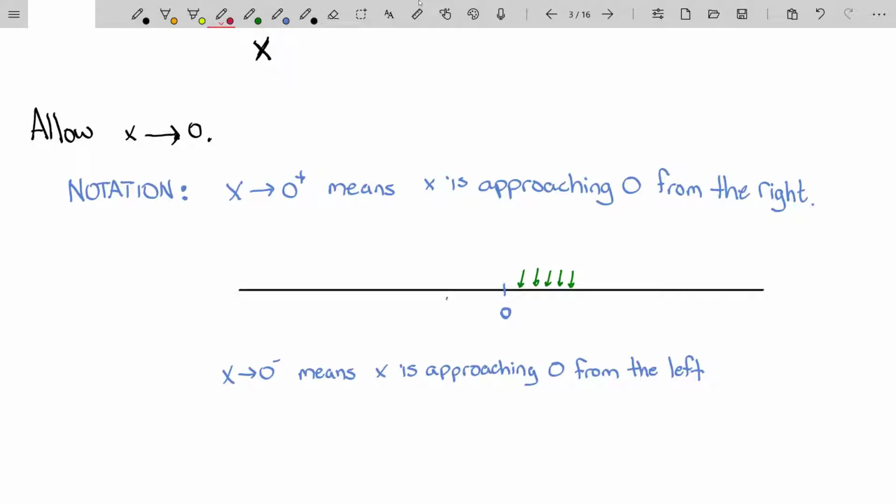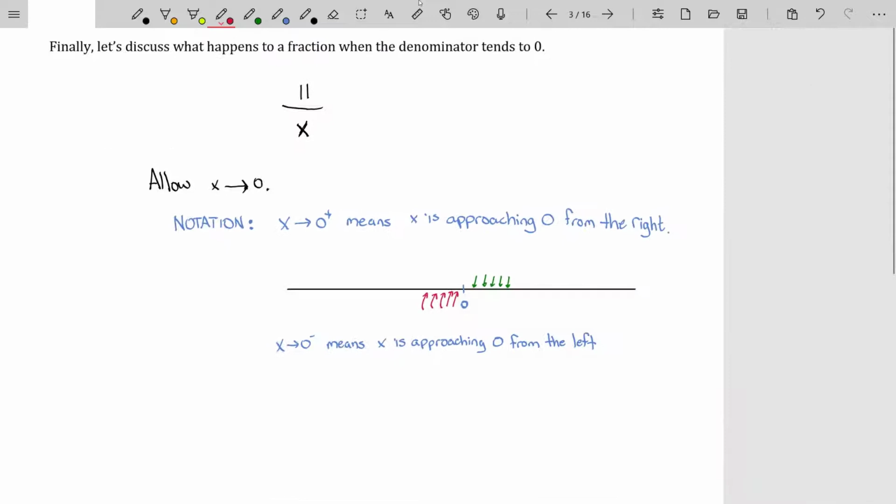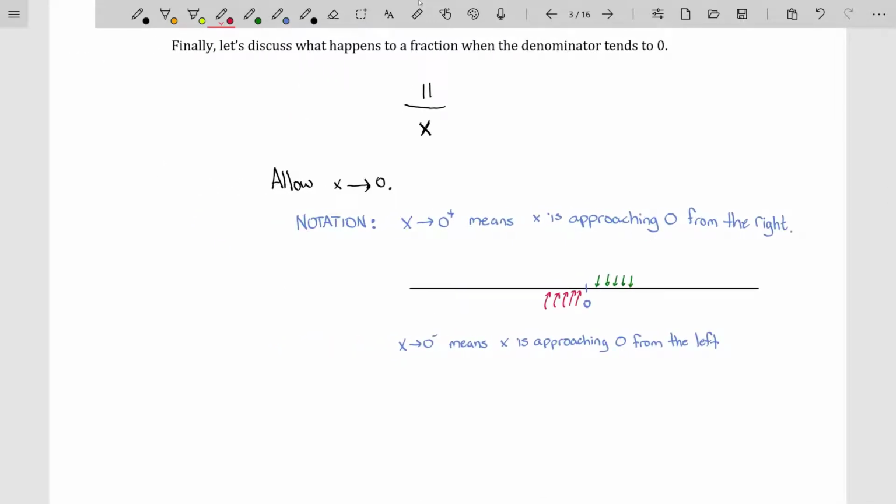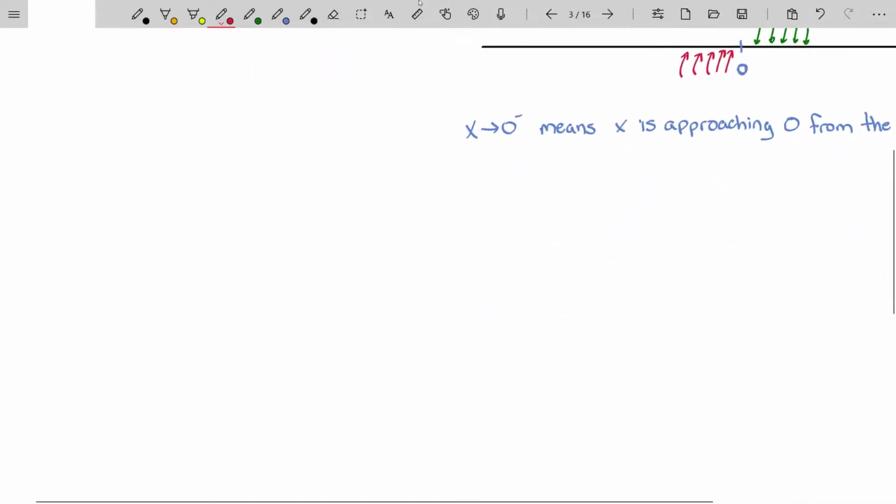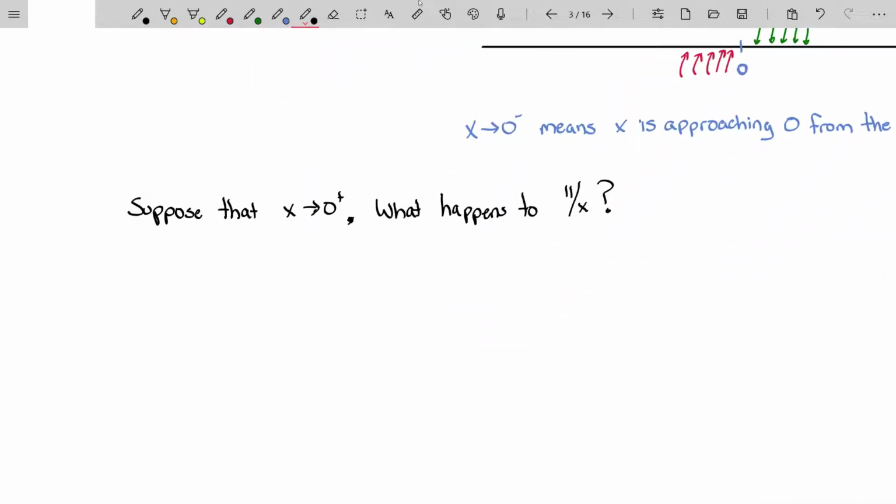So that is actually this situation right here, when you have inputs that are getting super close to 0, but they're not actually becoming 0, but they're getting really close to 0, and they're on the left hand side of 0 on the number line. That's critical for us to have that knowledge before we can actually talk about what division by numbers that are really close to 0 does. Now let's go ahead and suppose that x is approaching 0 from the right hand side. What happens to 11 over x?